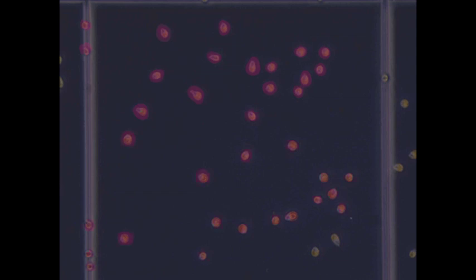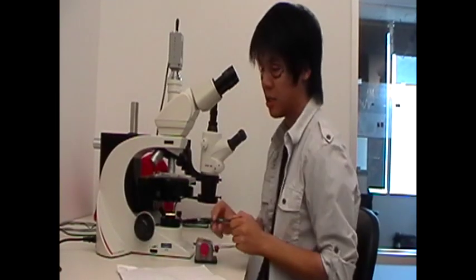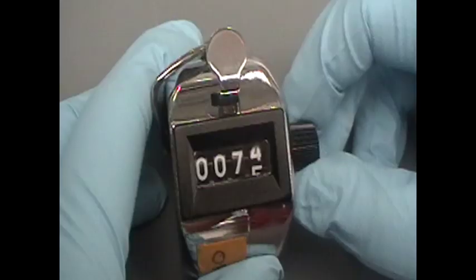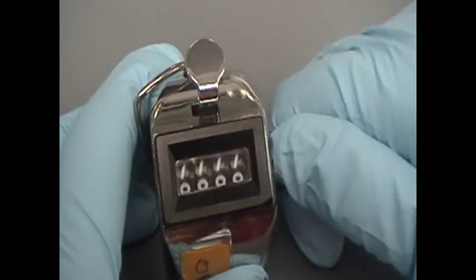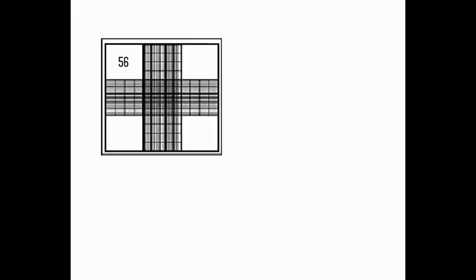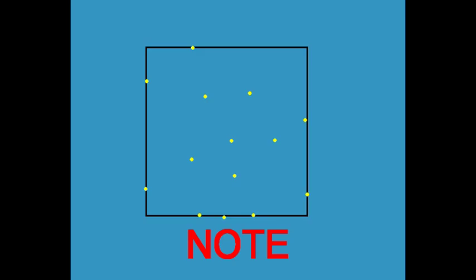Once you have counted all 16 squares in a quadrant, record the number on your clicker in your lab notebook. Reset your clicker and move to the next quadrant. Rotate through all 4 quadrants clockwise until you have recorded the number of cells in all 4 quadrants. Note: cells on the left and top sides should be counted as part of the square. The cells on the right and bottom sides should not.